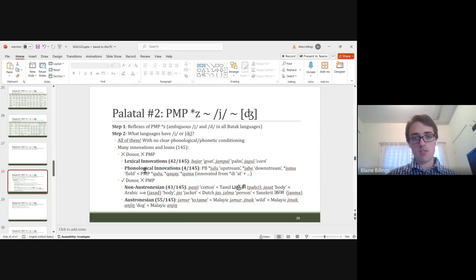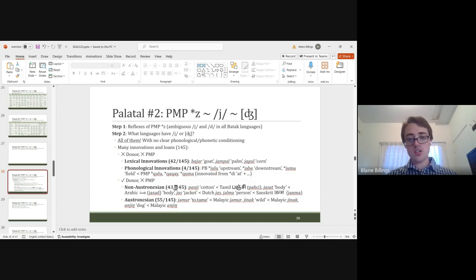And as we saw on the previous slide, all of them do. But there's no phonological or phonetic conditioning that would suggest to us which would be a loan and which would be an inheritance. So for example, we have some lexical innovations here that do not appear outside of the Batak subgroup, as far as I'm aware. And these are innovated voiced palatal affricates. And we also have phonological innovations developing from PMP lexicon that did not originally have the voiced palatal affricate.